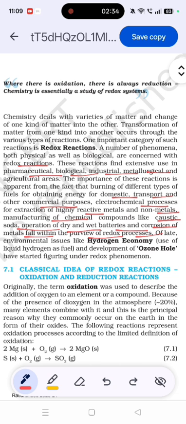Redox reactions can be used for the extraction of metals from their ores. Then operation of dry and wet batteries, then corrosion of metals, then electrochemical processes. So for various domestic, transport and commercial purposes, in all these fields, redox reaction is used.